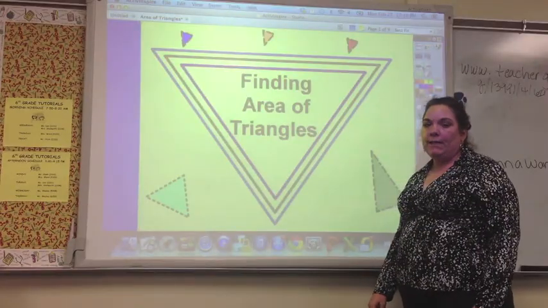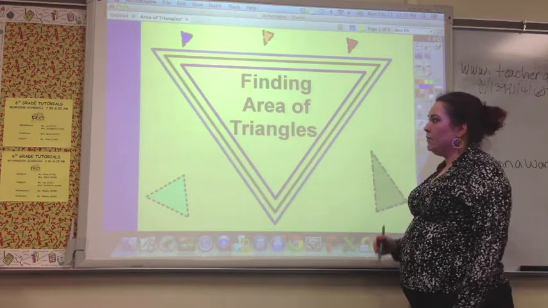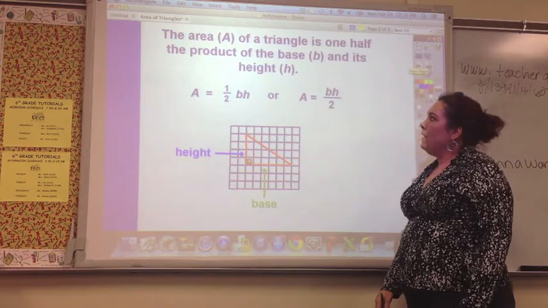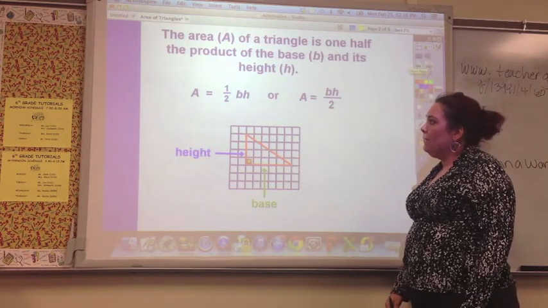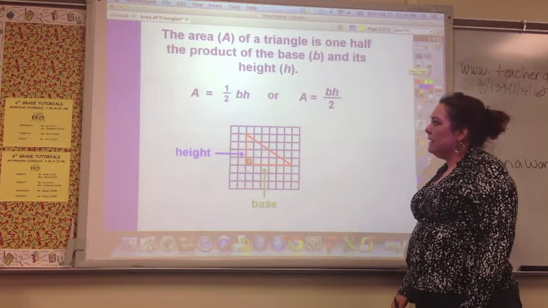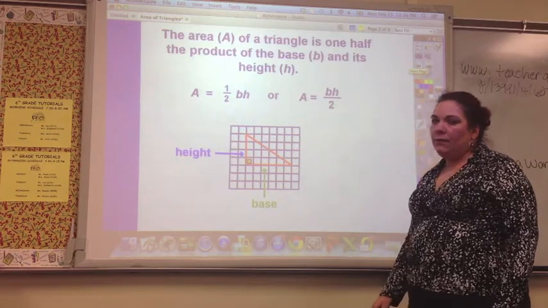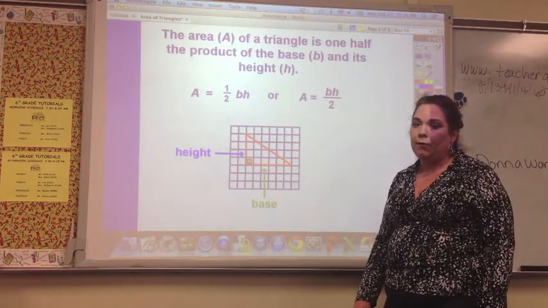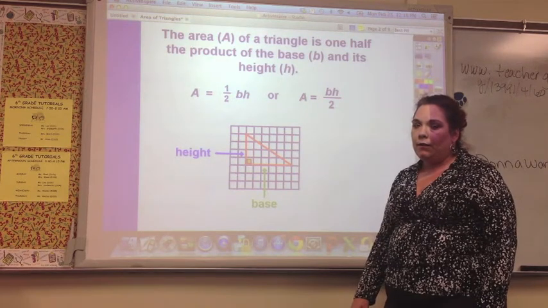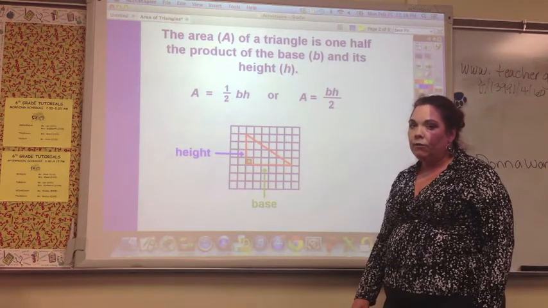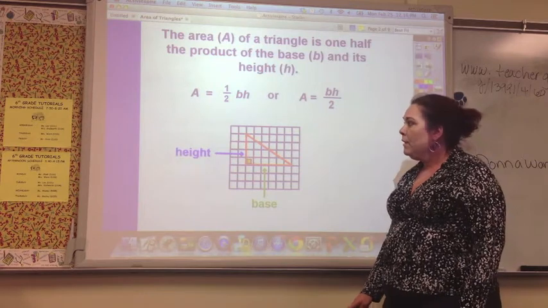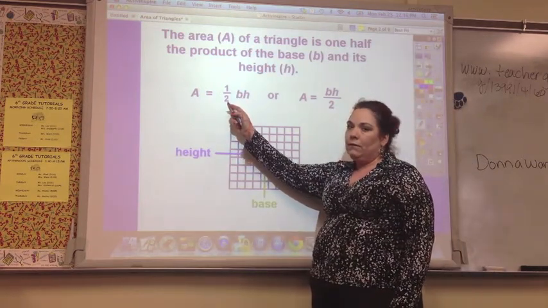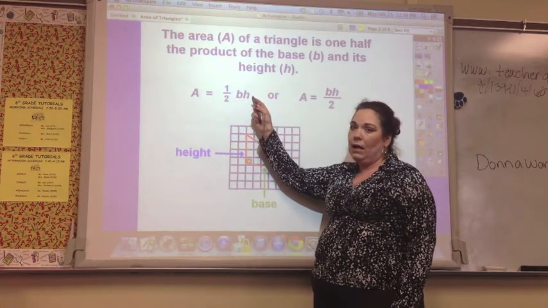In this video, you're going to be finding the area of triangles. So the area of a triangle is 1/2 the product of the base and its height. You'll see this a lot if you look at tutorials or videos on area of a triangle. They'll go over this formula, and it just says it's 1/2 times base times height.